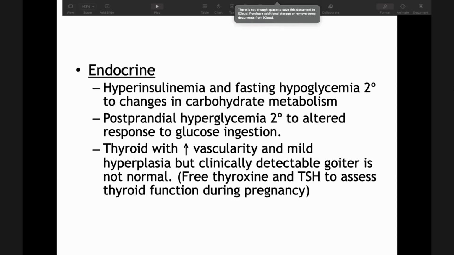And endocrine changes: hyperinsulinemia and fasting hypoglycemia occur. In the thyroid system, there is increased vascularity and a mild hyperplasia. So there will be a small clinically detectable goiter in pregnant women. That is normal.